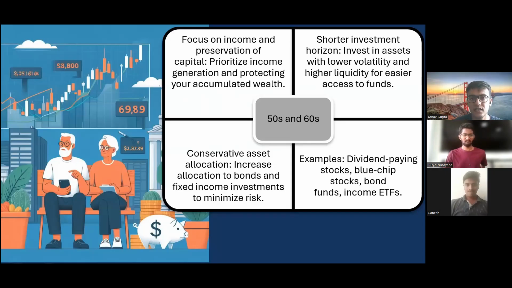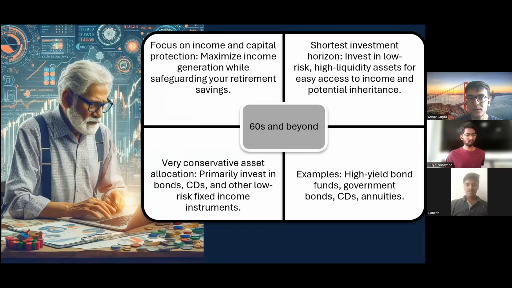50s and 60s: focus on income and preservation of capital, shorter investment horizon, conservative asset allocation. Examples: dividend paying stocks, blue chip stocks and funds, bond funds, income ETFs. 60s and beyond: focus on income and capital protection, short-term investment horizon, very conservative asset allocation. Examples: high yield bond funds, government bonds, CDs, annuities.